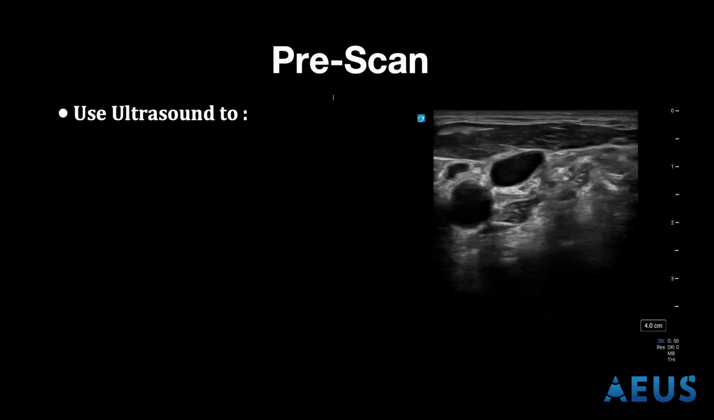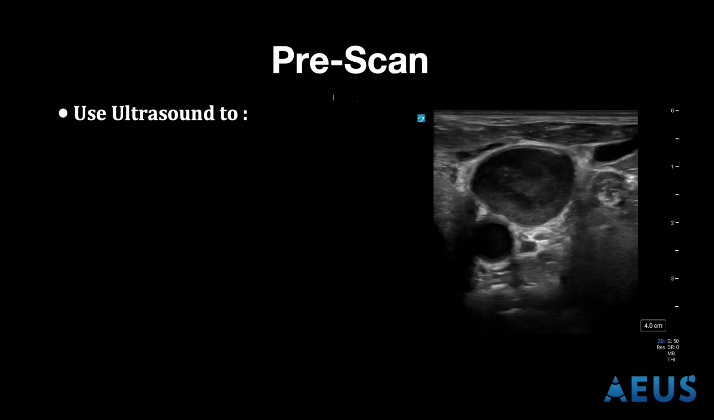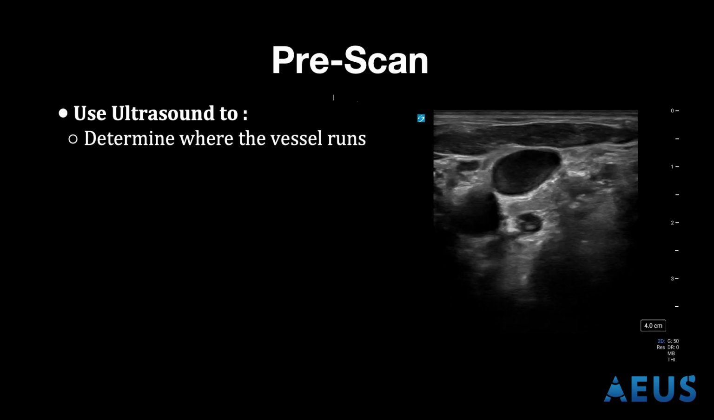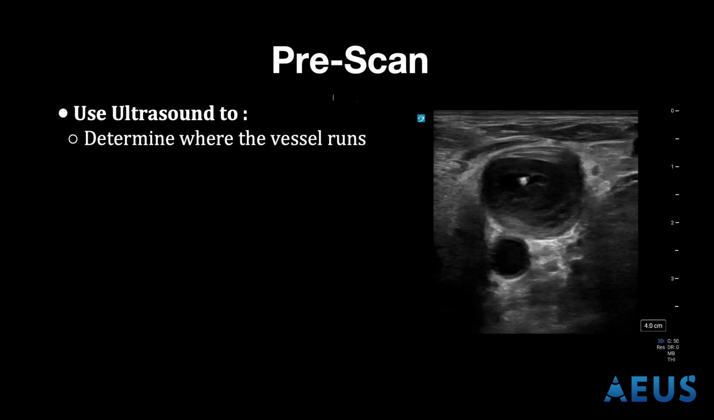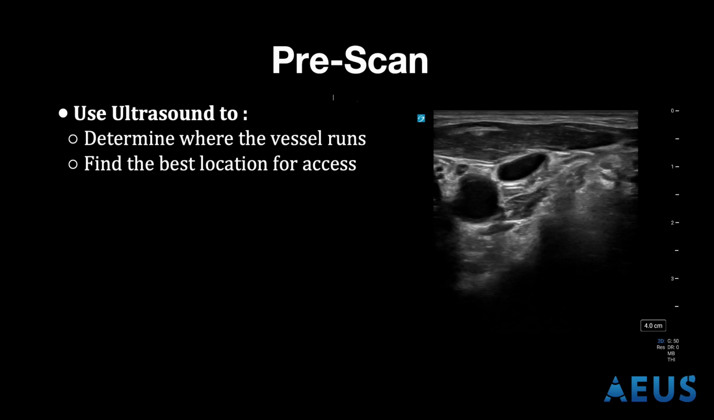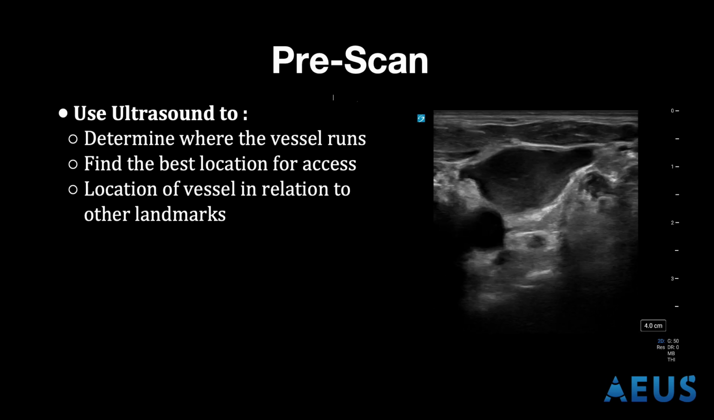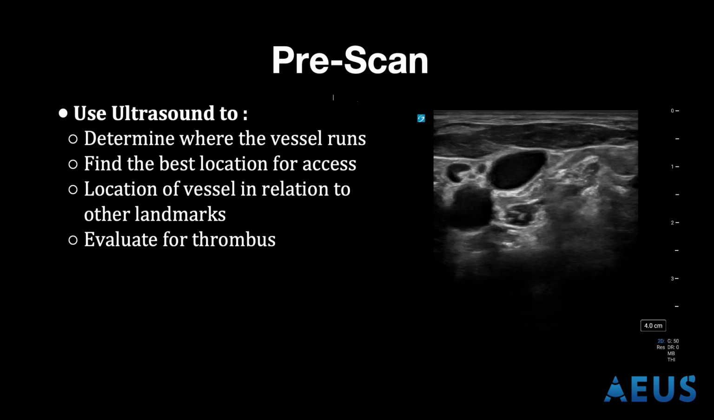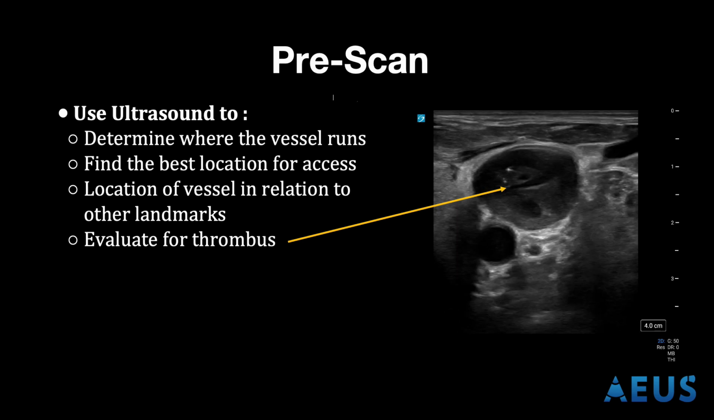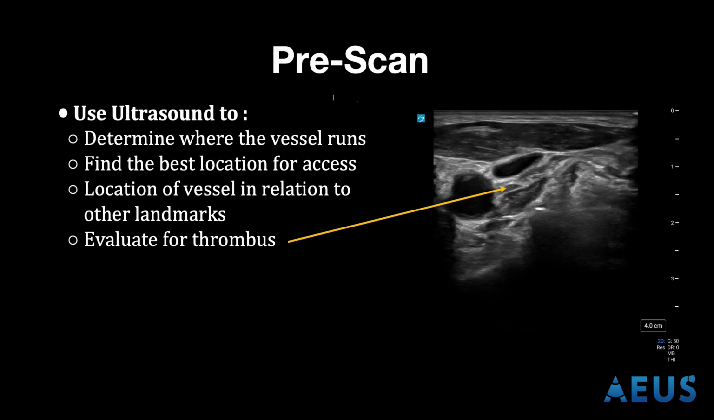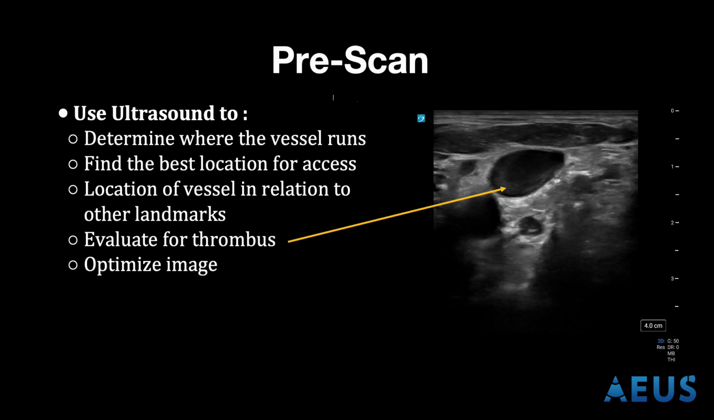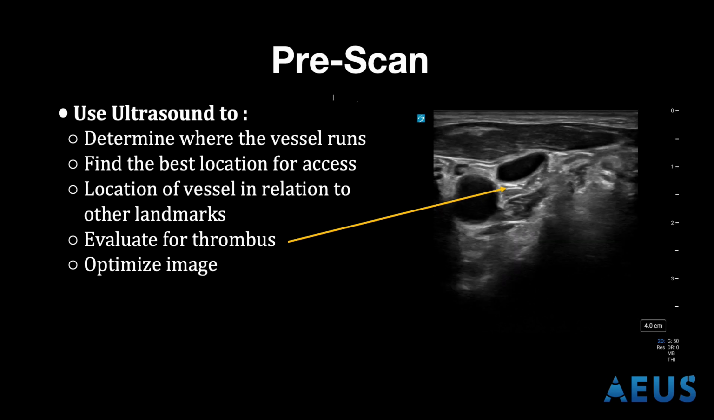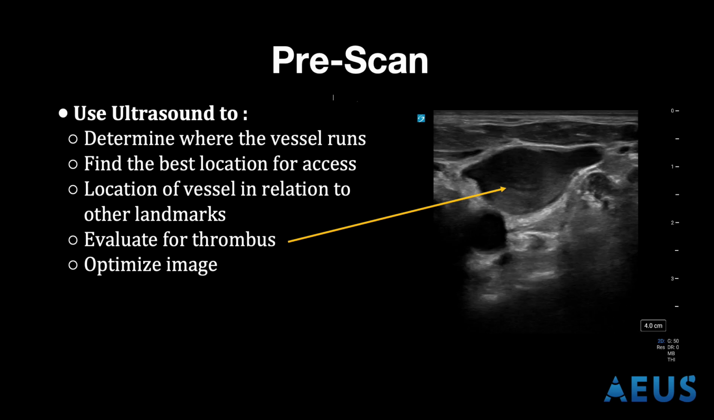Pre-scanning is an imperative preparation step prior to initiation of your central line placement. Always use the ultrasound to determine where your vessel of choice runs, to find the best location for access, to localize the vessel in relation to other landmarks, and to evaluate for thrombus. There is nothing worse than getting your patient sterilized, draped, getting gloved and gowned and prepped, only to find that your patient has a big clot in the vessel and you got to start all over.